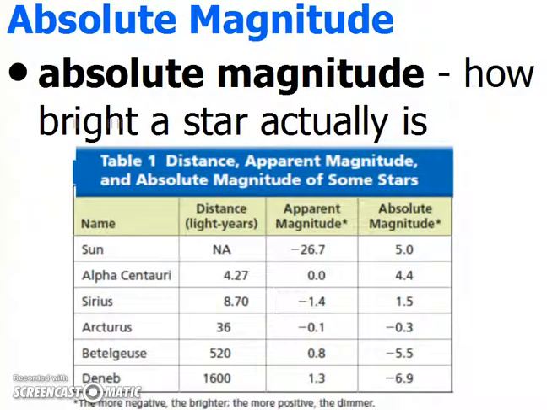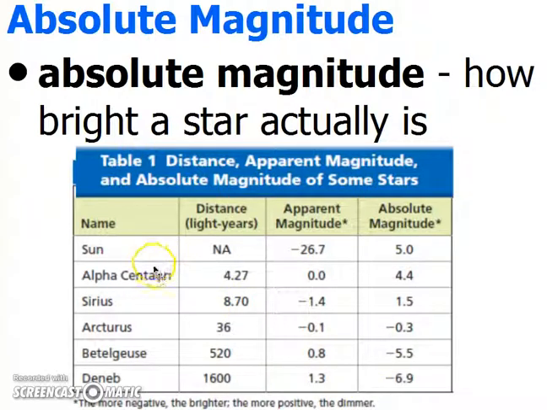We also have something called absolute magnitude. This is how bright the star actually is. And yes, the sun is considered to be a star. So it tells you the apparent magnitude, what we believe it to be, it appears to be, and then the absolute magnitude. Okay? So the more negative a number is, the brighter it is. The more positive, the dimmer it is.